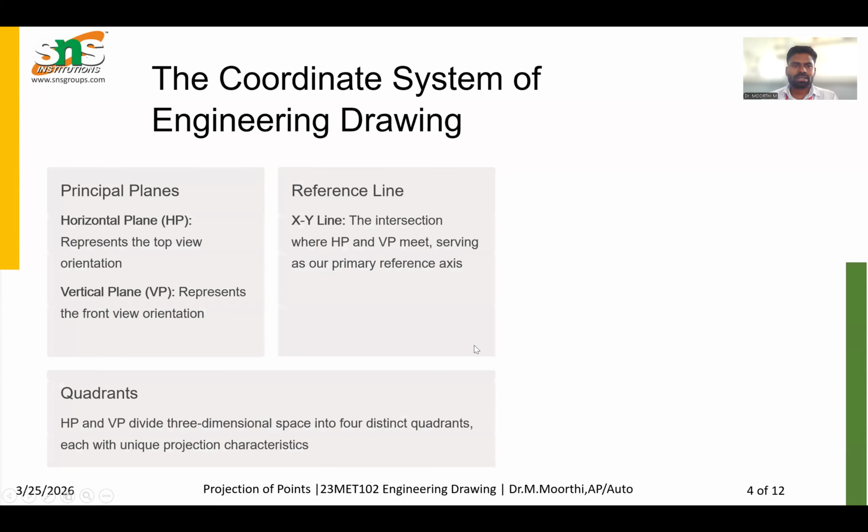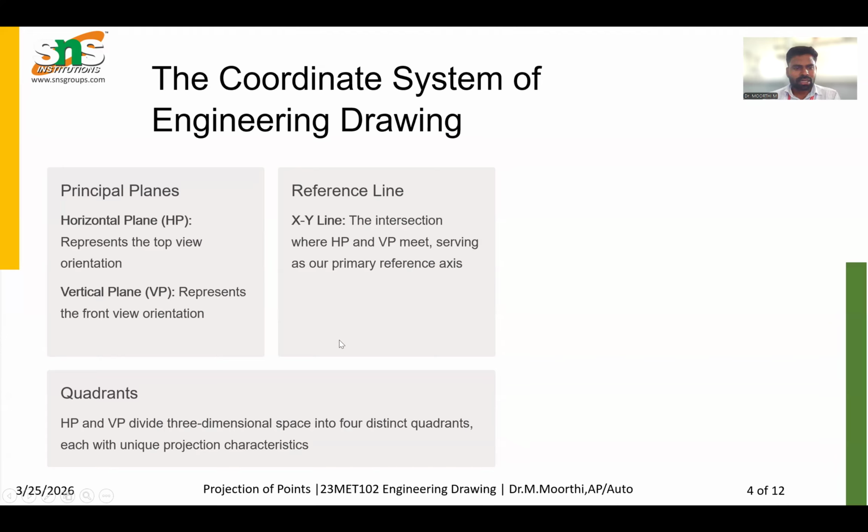So first, the coordinate system of engineering drawing. As I said earlier, we have different principal planes like the horizontal plane and vertical plane. The horizontal plane represents the top view orientation, and the vertical plane represents the front view orientation. It is only for first angle projection. The reference line, the XY line, is the intersection where HP and VP meet, and it acts as a reference line.